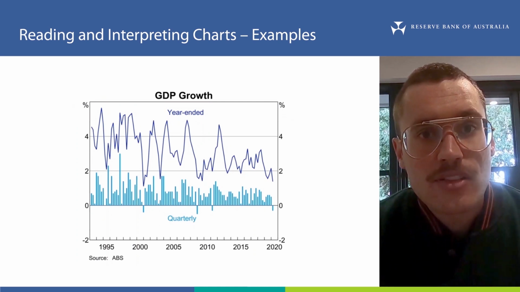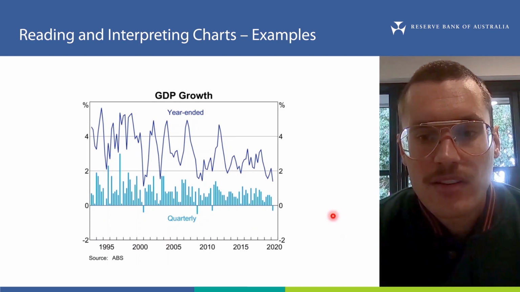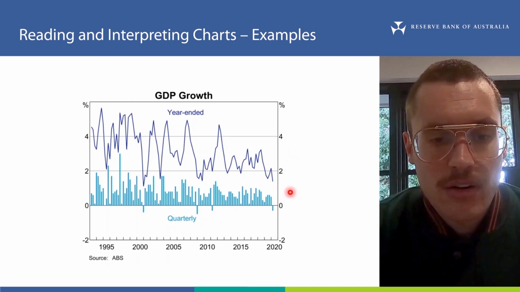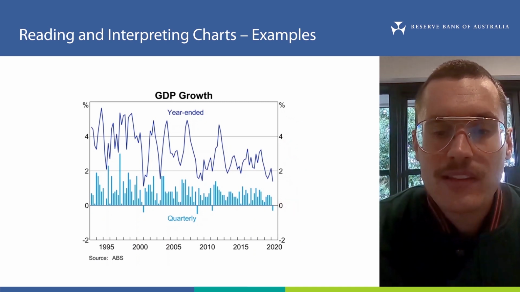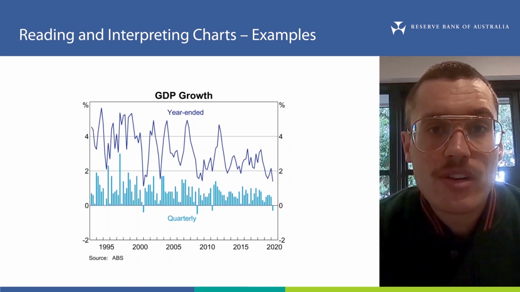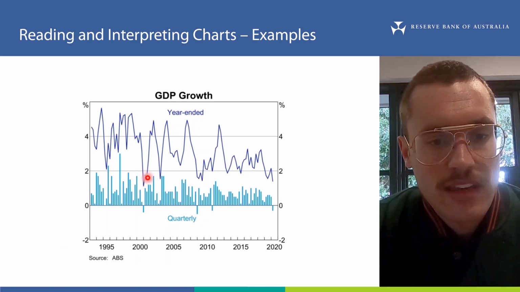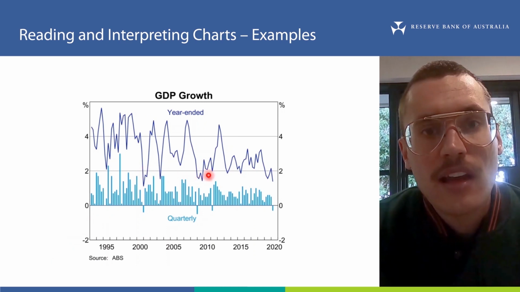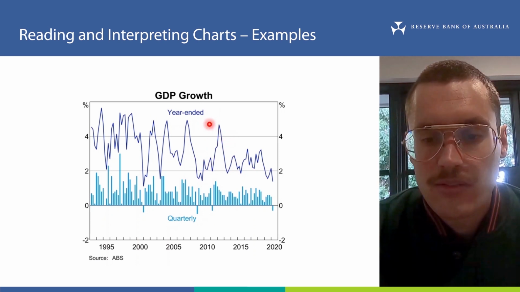So now that we understand the chart, let's actually interpret the data. Over the past 30 years, year-ended growth in GDP has mostly come in between 2 and 4%, and quarterly growth between 0 and 1%, so roughly a quarter of year-ended growth. Some key events of Australia's recent economic history are obvious on the chart. We have the introduction of the GST around 2000 here, the global financial crisis in 2008 and 9, and shortly thereafter the mining investment boom in 2011 and 12.